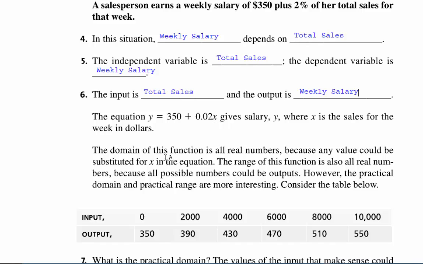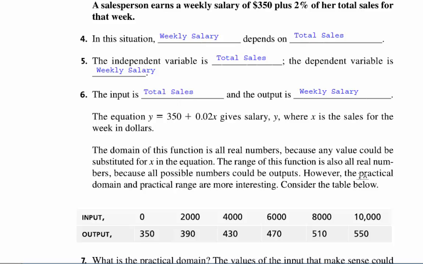Then there's a paragraph that talks about the domain and the range of this function. And they say, the domain could be all real numbers because we could use any value for x, and the range could be all real numbers because we could have any value for y. And if you remember up here, it says the collection of all possible values for input is the domain. So all values for x would make up your domain, and your range would be all values for y.